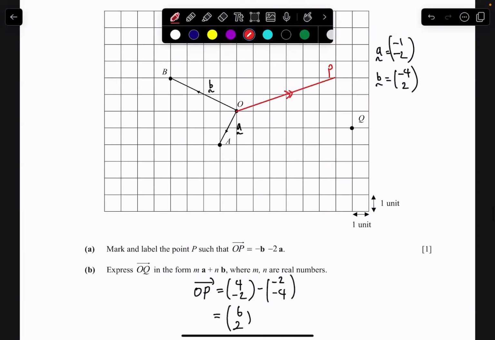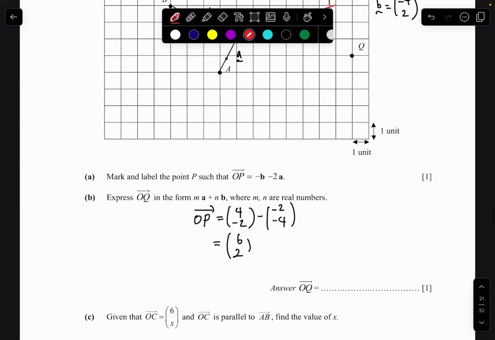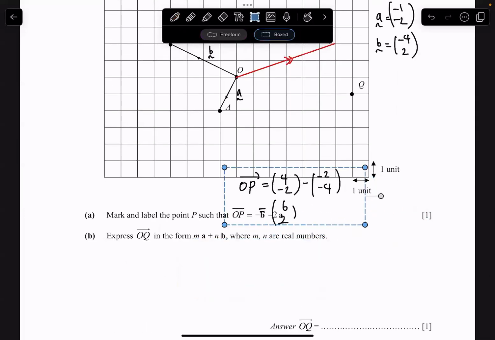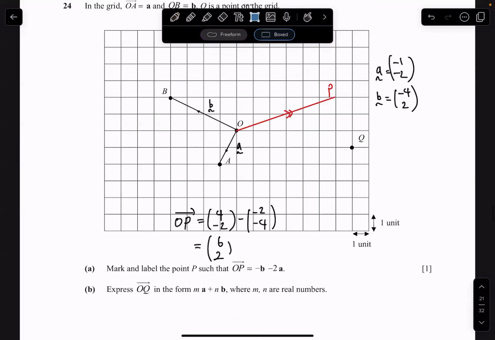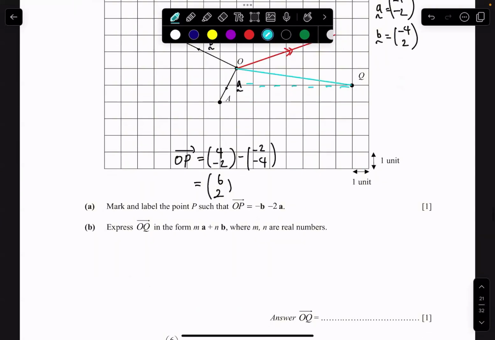Express OQ in the form of MA plus NB, where M and N are real numbers. Oh, it's in the wrong position. This one should be down here. Now, what is OQ? OQ ends up being 1, 2, 3, 4, 5, 6, 7 and negative 1. So OQ is equal to 7 and negative 1.